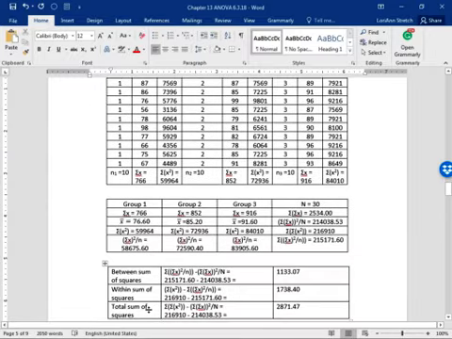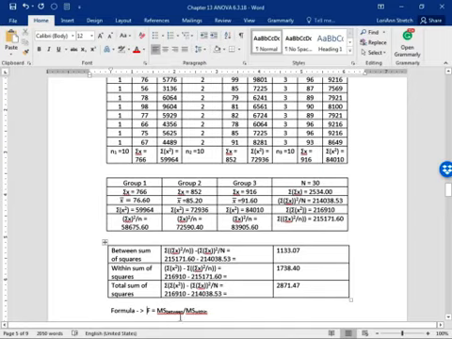So first things first, if you remember from the formula, we need to know the between and the within. So how are we going to do that? So to find the between sum of scores, we have to take the sum of each group score divided by n, which is this one, and we have to divide that by the sum of all the scores across the group squared divided by n. So when you pull that information from over here, we end up with these numbers.